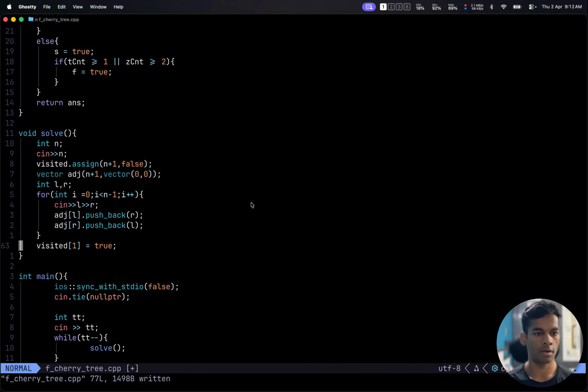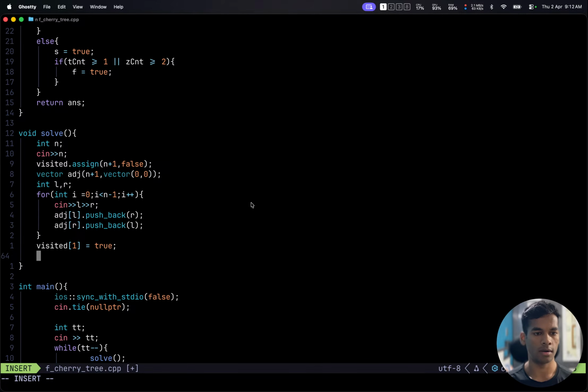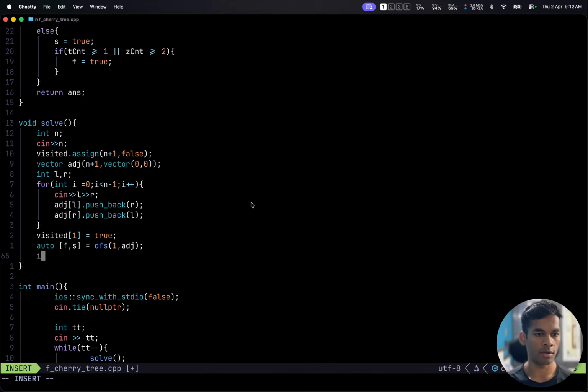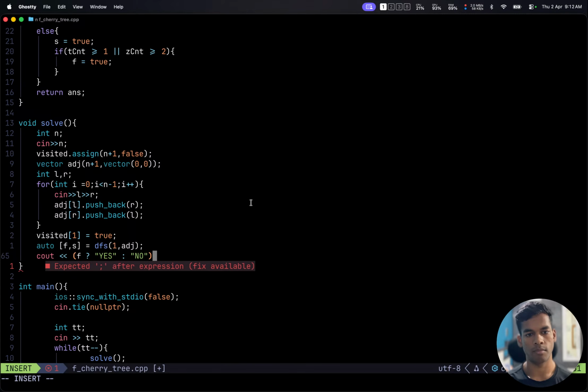Here, call dfs: f and s equals dfs on 1 with this adjacency matrix, cout depending on f. If f is true, then yes, otherwise no.